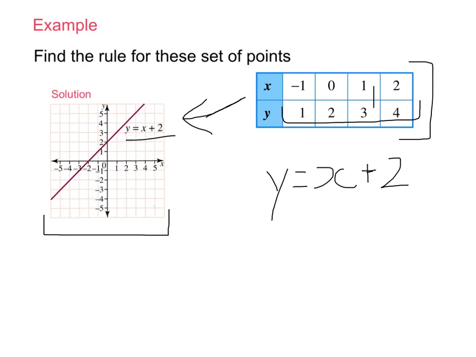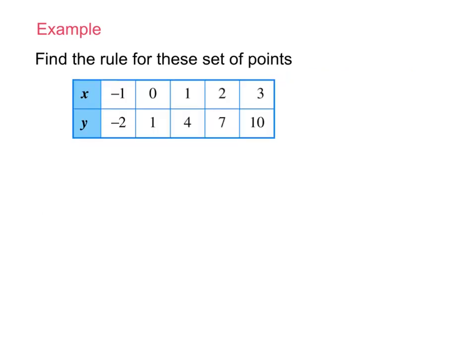Let's now have a look at a bit more of a tricky one. Okay, let's have a look. Find the rule, guys, for these set of points. Now, this table looks a little bit tricky. Step 1, as always, let's just ignore these negative or zero base values because they're going to confuse us for the moment. So, we look at the positive numbers. We look at these guys here.